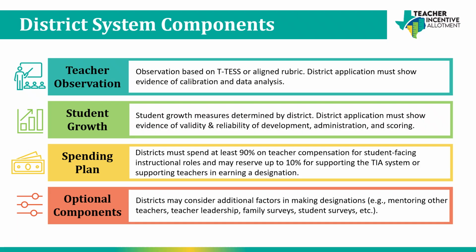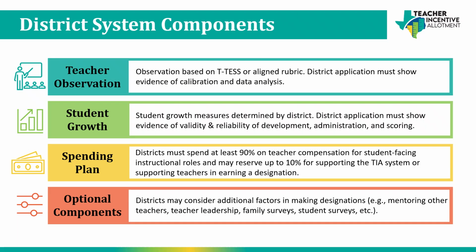The other piece that's statutory is the spending plan. I mentioned before that districts must spend at least 90% of teacher allotment funds on teacher compensation for student-facing instructional roles. They may reserve, if they wish, up to 10% for supporting the TIA system at the district level. Maybe that's helping teachers to earn a designation. Maybe it's professional development costs. It could be helping to pay the salary for someone to coordinate TIA in your district, things of that nature. So you can withhold up to 10% to support TIA and grow even more teachers in your district to become eligible. And 90% must go on teacher compensation.